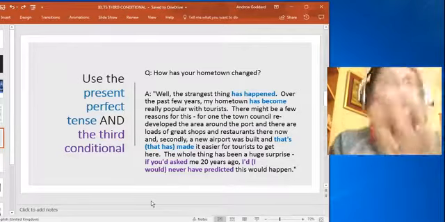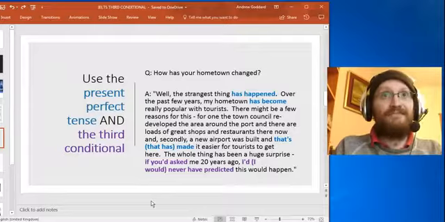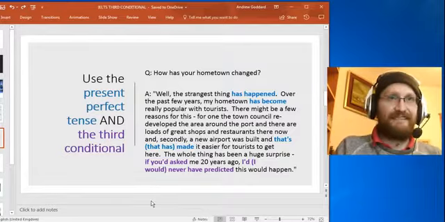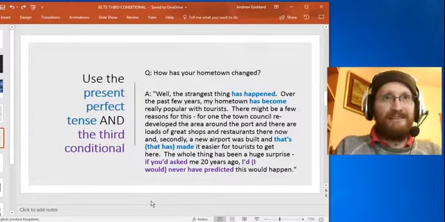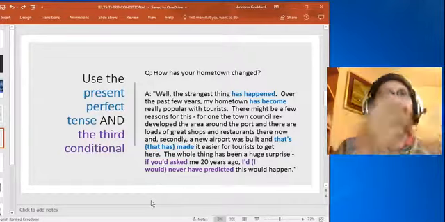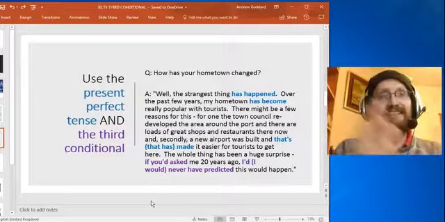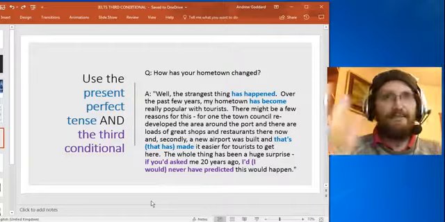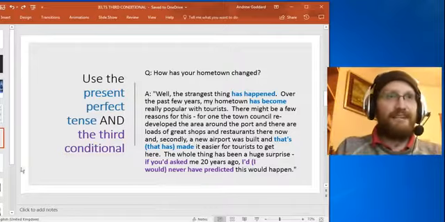So, the parts in blue, has happened, has become, that has made it easier, are all present perfect tense. The bits in purple, if you'd asked me, I'd never have predicted, are all the third conditional. And these two constructions go together very nicely to answer these kinds of change questions in part 3 of your IELTS exam.